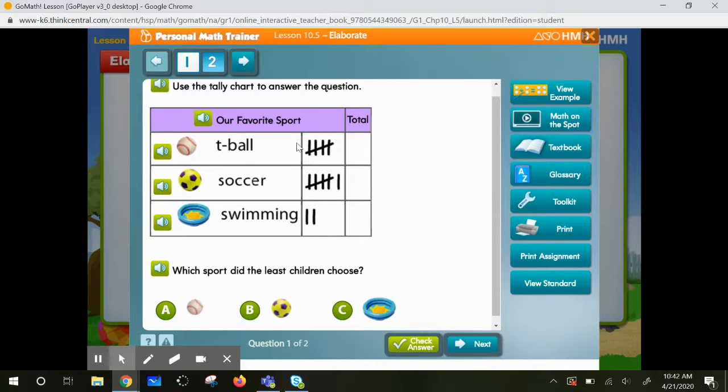We learned that this is 5 tally marks. This is 5 tally marks plus 1 more tally mark, and this is 2 tally marks. So we have the number 5. 5 plus 1 is 6, and we have 1 and 2. So which sport did the least children choose? We're not going to find out right now. We'll do it later.